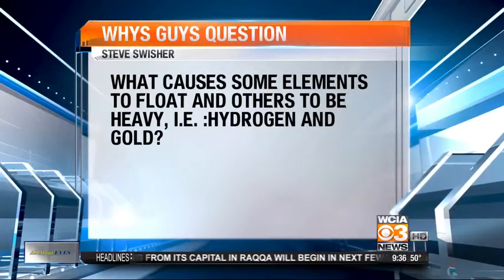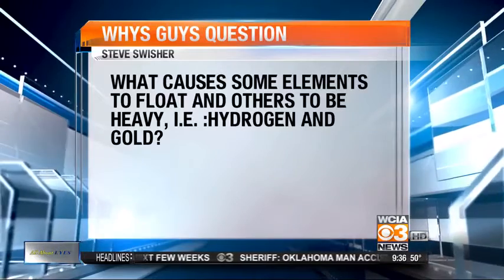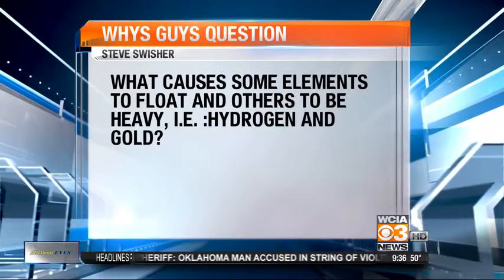And I want to answer questions that people send in. Steve Swisher sent in a question, which was, what causes some elements to float and others to be heavy? For example, hydrogen and gold. That is such a loaded question that we could spend weeks and weeks on. So we're just going to pick a couple of things in there. We're going to talk about why things are heavy and light, and why things sink and float. So that's what we're going to do today. Let's do the heavy light thing first.